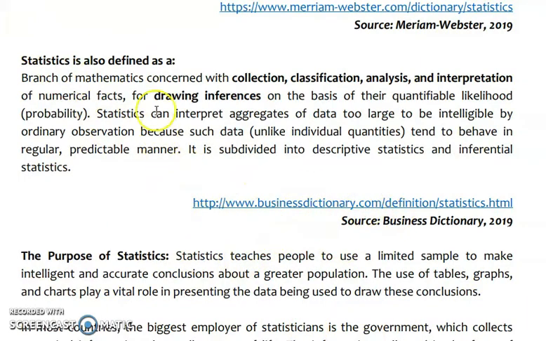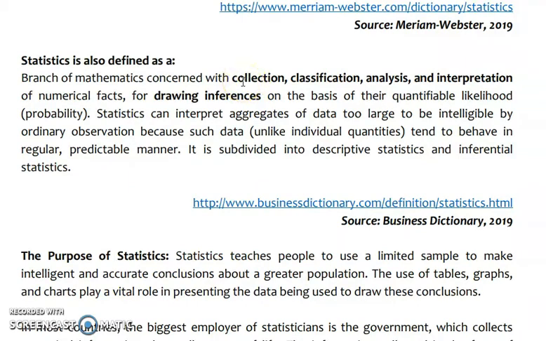This is another definition of statistics. It's a branch of mathematics concerned with collection, classification, analysis, and interpretation of numerical facts for drawing inferences on the basis of their quantifiable likelihood. What does it mean? The very first step when dealing with statistics is still the collection of data. How can we say that we are dealing with statistics when you don't collect your data yet? So the very first thing in the definition of statistics is the collection of data.